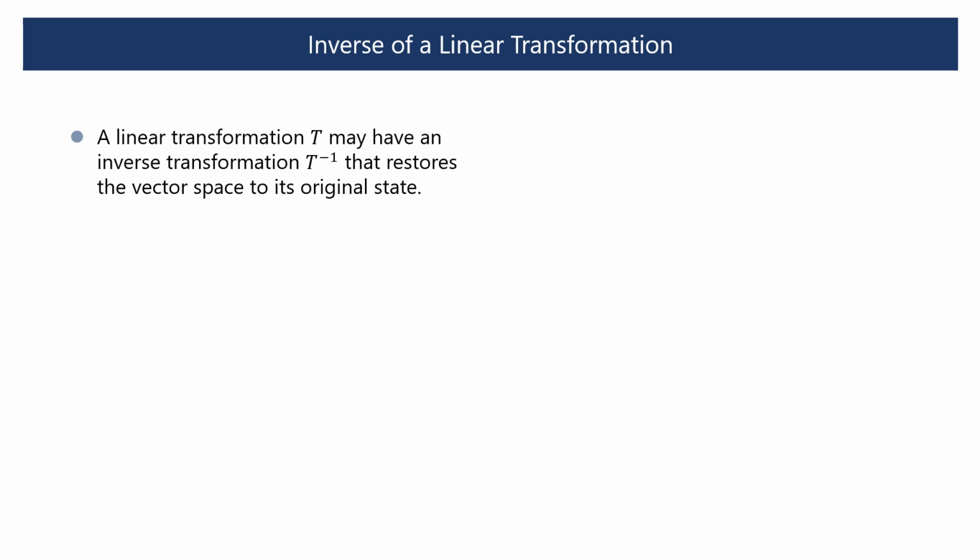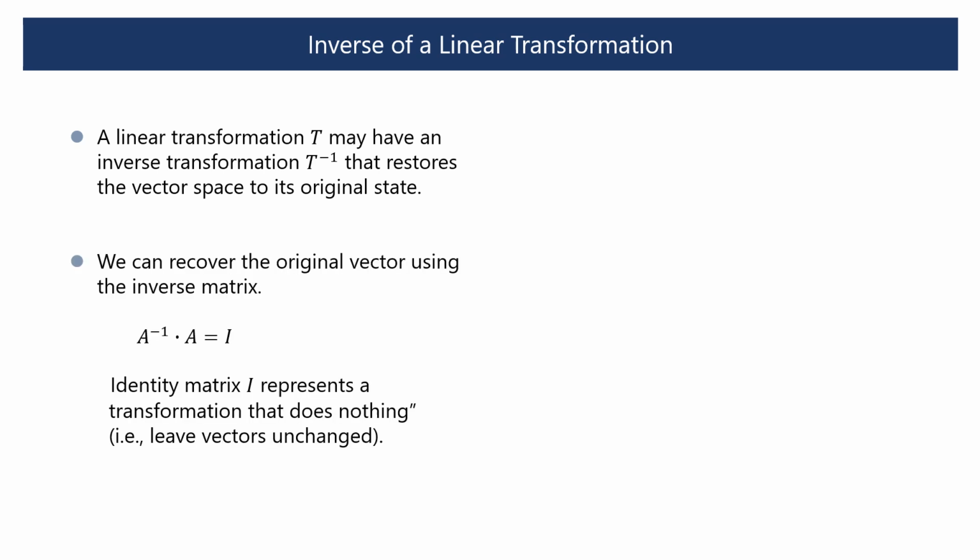A linear transformation may have an inverse transformation that restores the vector space to its original state. For a transformation T, its inverse is denoted as T to the power of minus 1. We can recover the original vector using the inverse matrix. For matrix A, the inverse matrix is denoted as A to the power of minus 1.